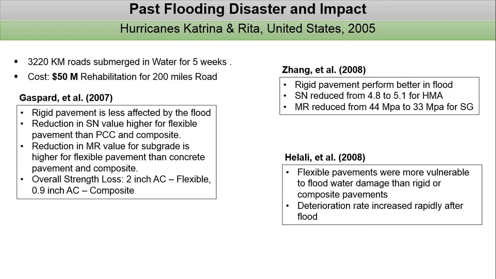Later on, a few researchers worked on that pavement, and they identified what was going on in the pavement after the event. They found that the deterioration rate of the pavement rapidly increased. The resilient modulus of the pavement decreased for the flexible pavement compared to the rigid and the composite one, and the structural number was reduced for the bituminous layer.